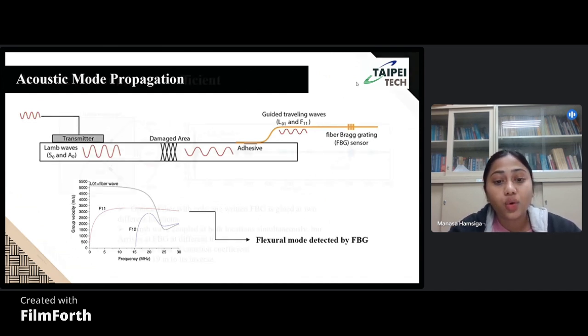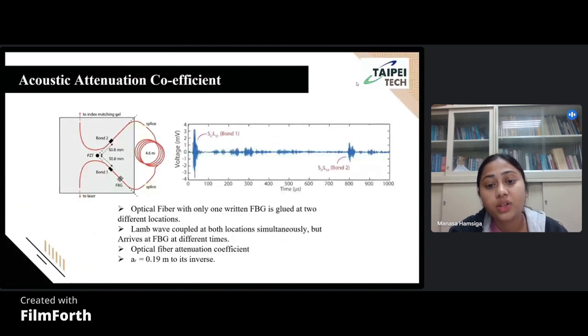The acoustic attenuation coefficient is for the optical fiber, which has only one FBG written in it, glued at two different locations. The Lamb waves will be coupled at both locations simultaneously, but arrive at the FBG at different times. The optical fiber attenuation coefficient is denoted as 0.19 per its inverse. There are two different bonds, bond 1 and bond 2, which are matched using the matching gel.